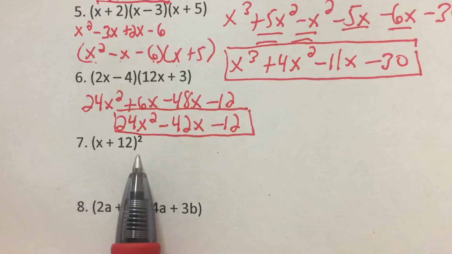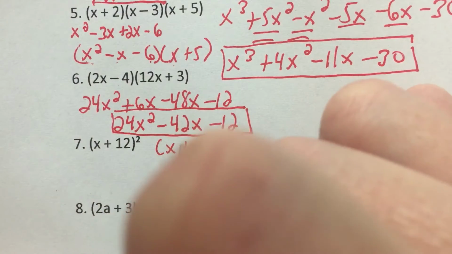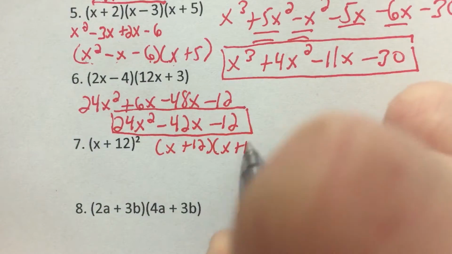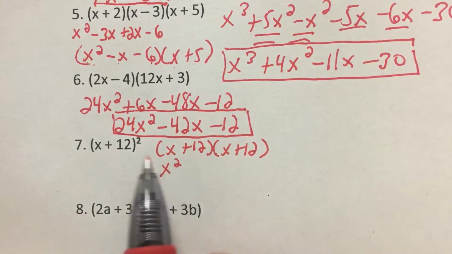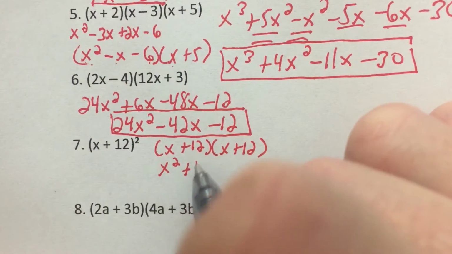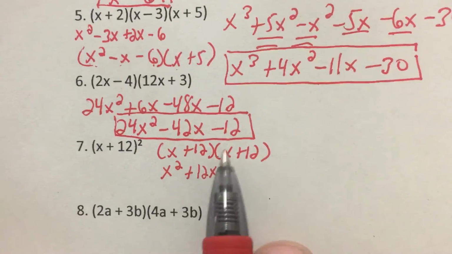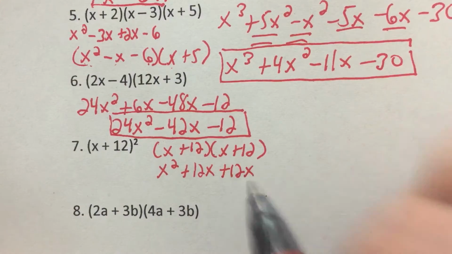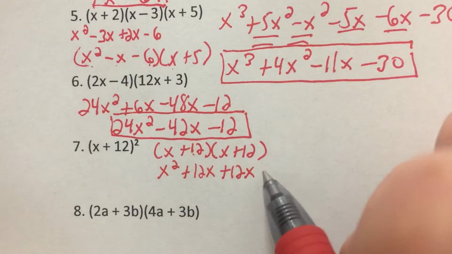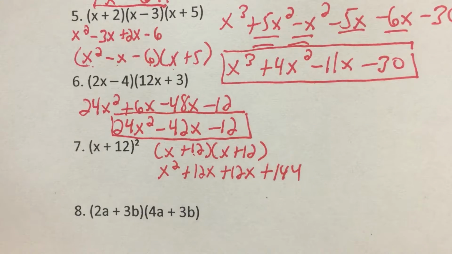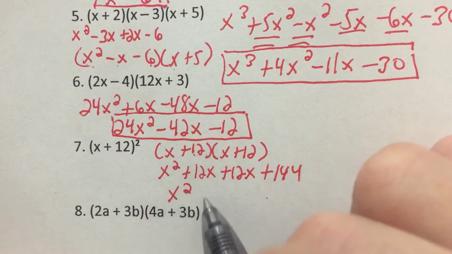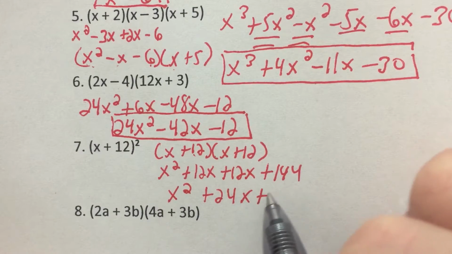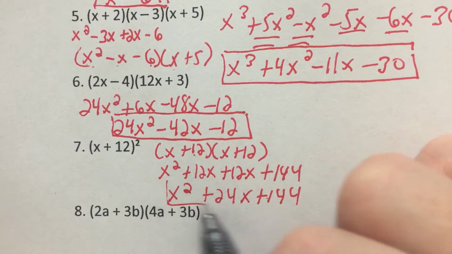About number 7, another binomial squared, so I'm going to write it twice. X and x, x squared. X times 12, 12x. 12 times x, 12x. 12 times 12, 144. Two like terms in the middle combine to make 24x, so I end up with x squared plus 24x plus 144.